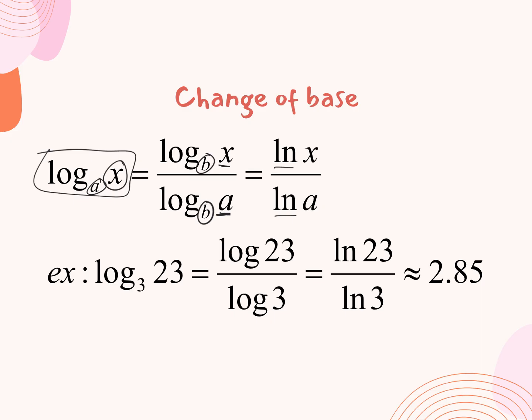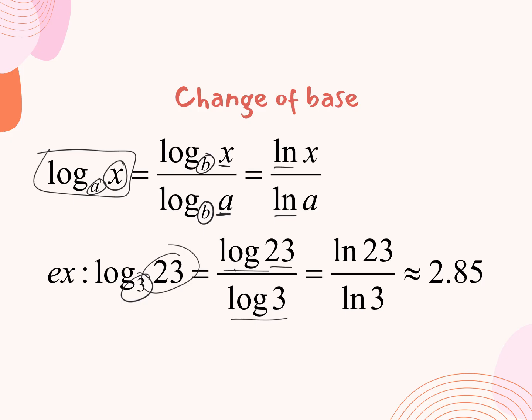So what you could do instead is rewrite it using the change of base formula. You can simply write log of 23 over log of 3, right? 23 was your original input and 3 was your original base. That's the same as if you were to do ln of 23 over ln of 3, because remember, ln is just log base e. As long as the two logs on the top and the bottom have the same base, then you'll get the same answer.